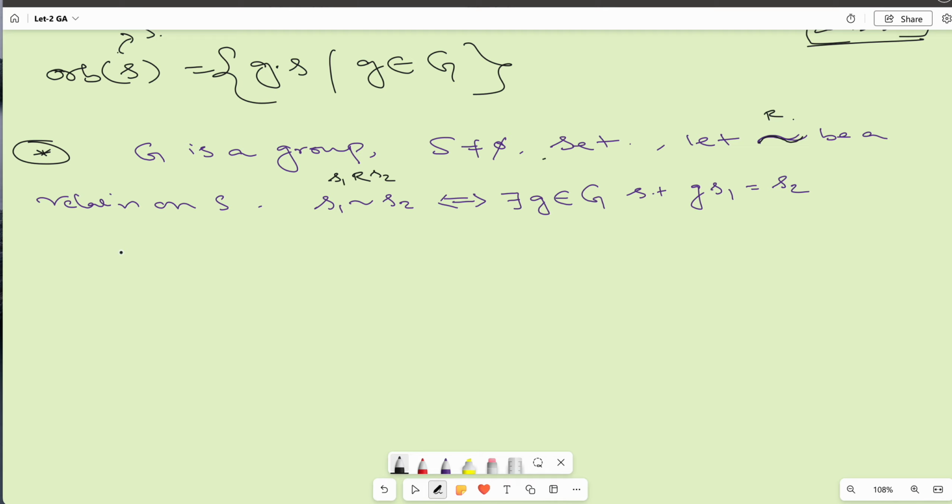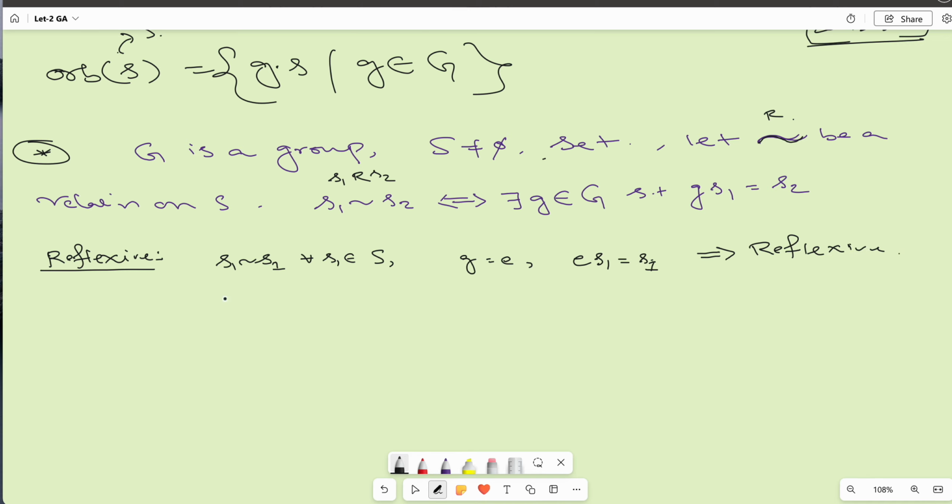First check reflexivity. Reflexive means every element should be related to itself, so s1 should be related to s1 for every s1 inside S. How to show this? You take g to be e. Then e s1 by the action of G is s1. So this relation is reflexive.